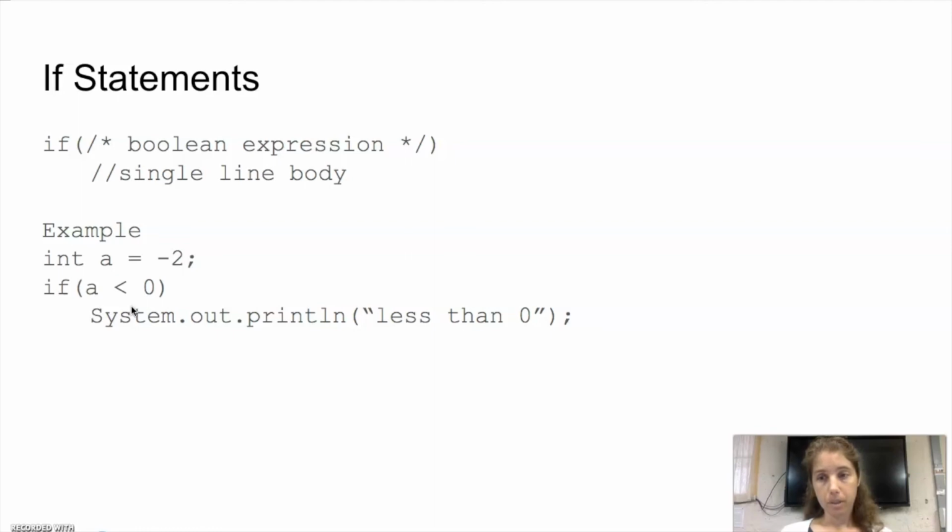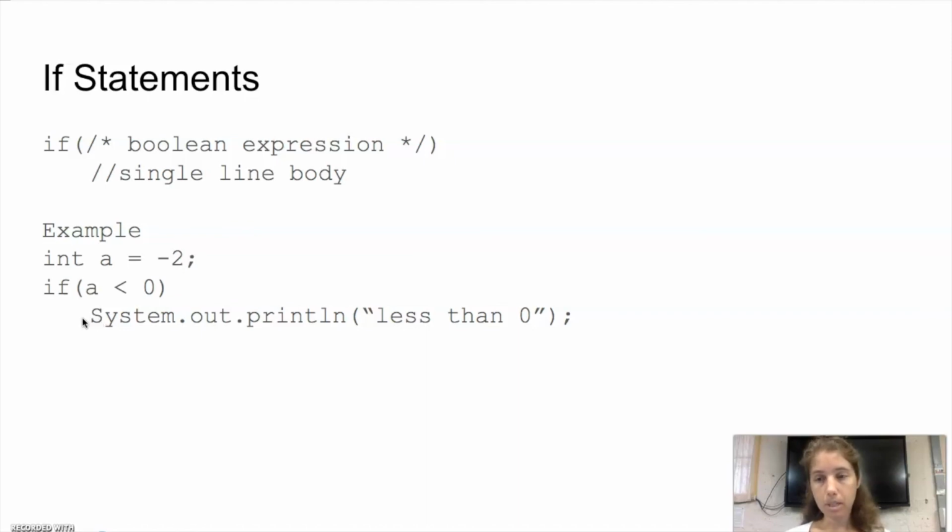Otherwise, it would only run this one if a is less than 0, and then it would always run the lines of code after it. So if you leave out your curly brackets, the if statement is only going to affect the line of code right after the line that says if.